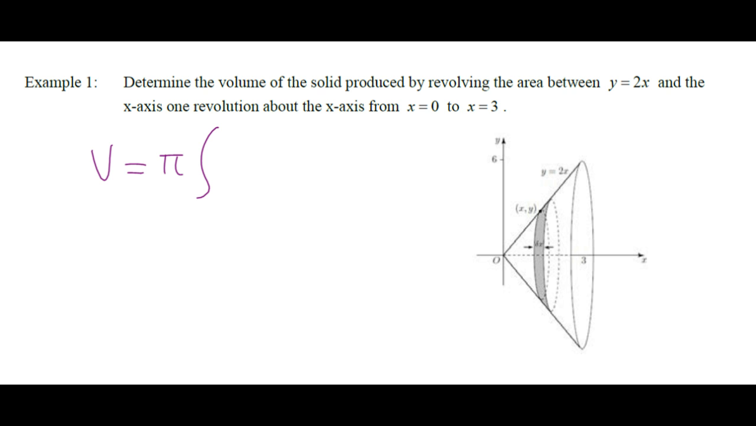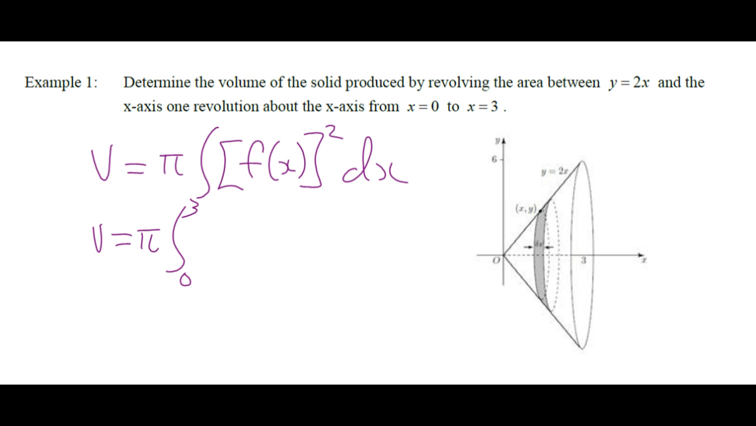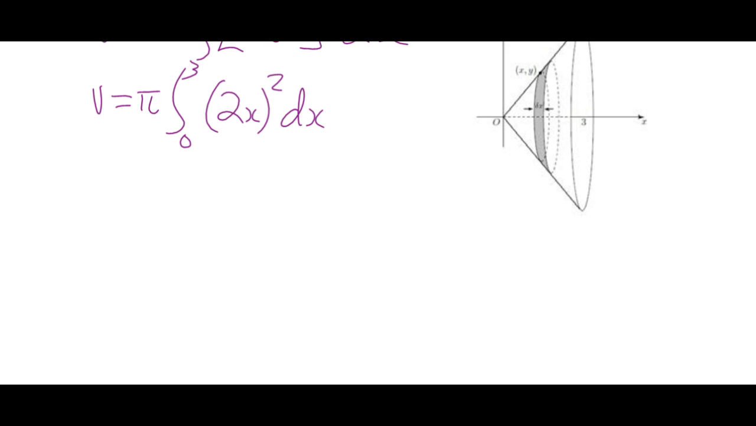Okay, now what does it actually look like? Integral, so they're giving an indefinite integral of f of x quantity squared dx. Okay, and so we can just fill that in with what we want. So V is equal to pi, definite integral, going from 0 to 3, so we want x from 0 to 3, of f of x. Okay, what's f of x? That's 2x. Quantity squared dx. So 2x quantity squared is 4x squared. So V is pi, 0 to 3, of 4x squared dx.